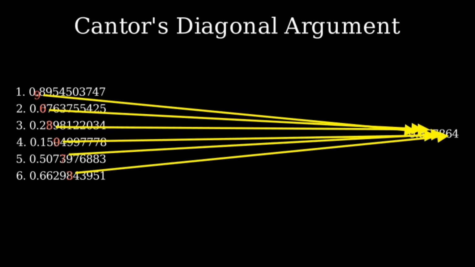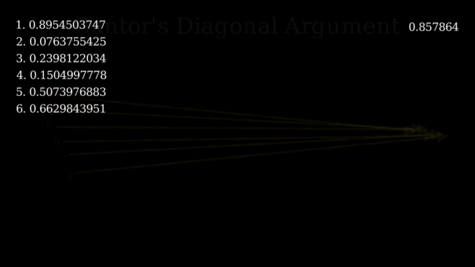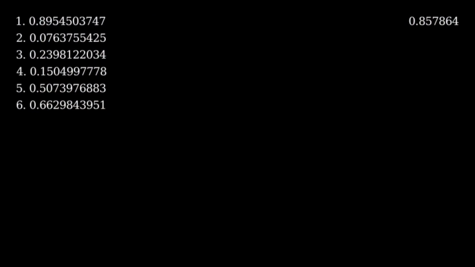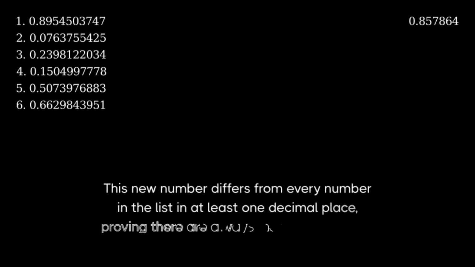These yellow arrows show how each digit in our new number corresponds to a changed digit from our original list. This visual representation helps us see that our new number is unique and different from all the numbers in our list. So what does this new number mean in the context of infinity? Let's examine the implications of what we've just done.